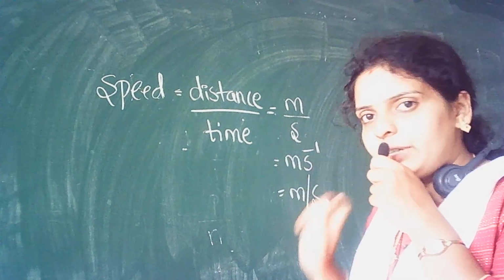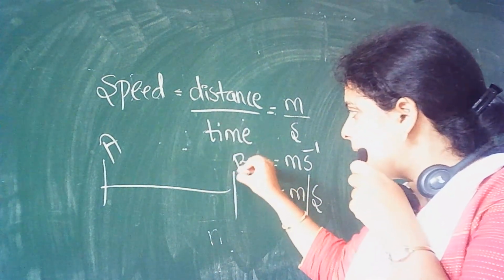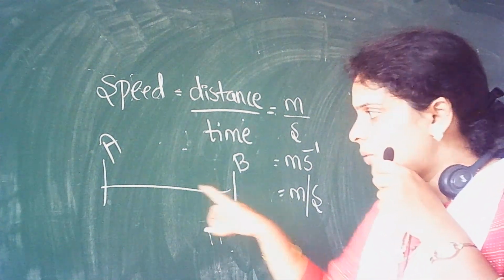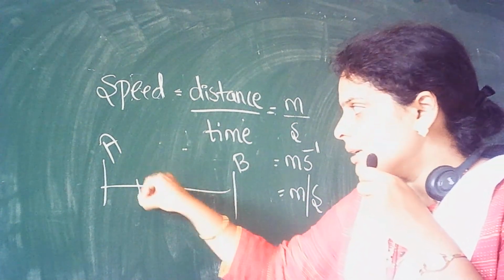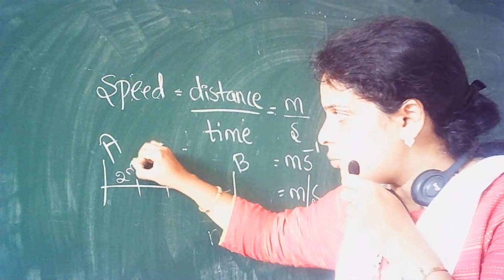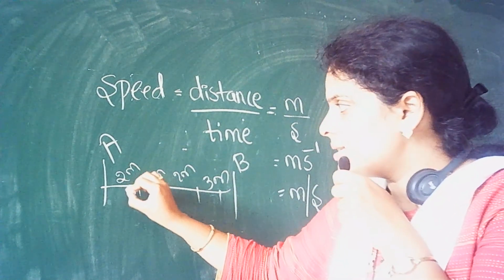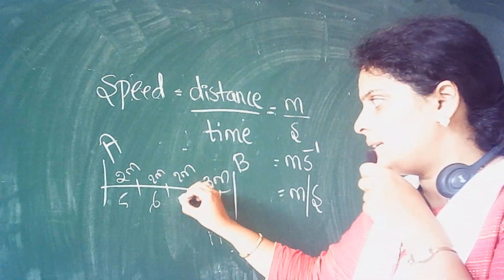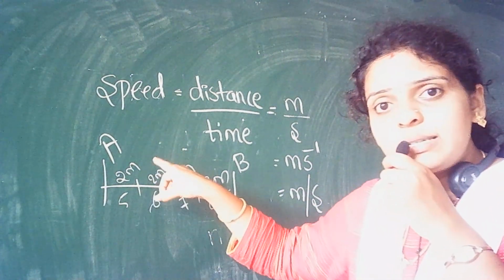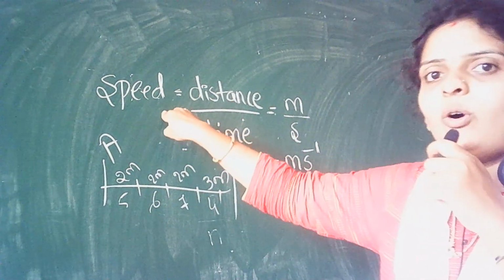given interval of time. For example, I take that a person is moving from point A to point B. When he is moving from A to B, I will measure the distance in different intervals. Suppose here it is 2 meter, 2 meter, 2 meter, 3 meter, and the time taken is 5 minutes, 6 minutes, 7 minutes, 4 minutes, whatever it is. If you take the ratio of this distance covered by the body with respect to the time, you will get the speed of a body.